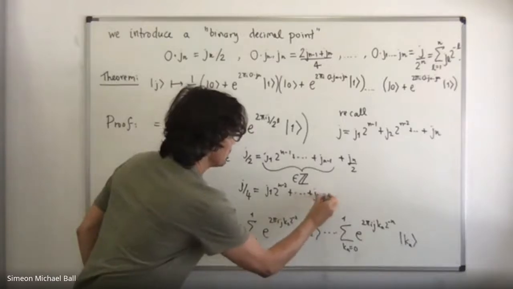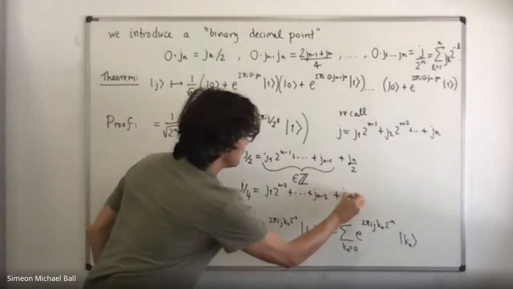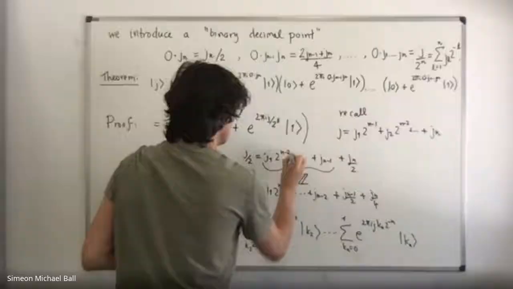jn minus 2. Wait, shouldn't the exponent go up to n minus 2 in the first line? Because I recall you wrote j with the exponents going up to n minus 1. So then when you divide by 2, shouldn't they go to n minus 2? Yeah. Okay. Yeah, it's just that. Okay, thank you.